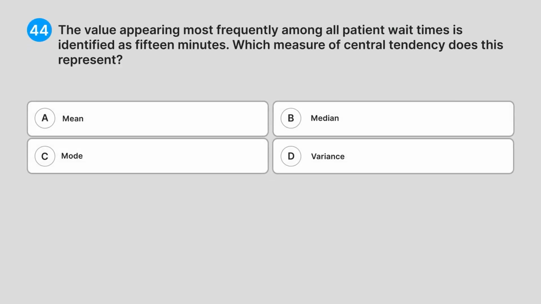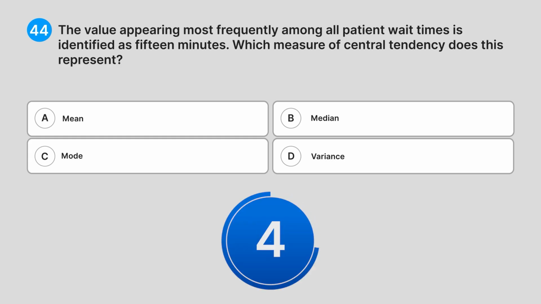44. The value appearing most frequently among all patient wait times is identified as 15 minutes. Which measure of central tendency does this represent? A. Mean. B. Median. C. Mode. D. Variance. Do you know the answer?